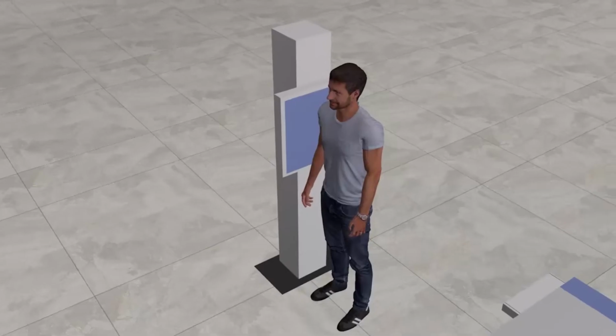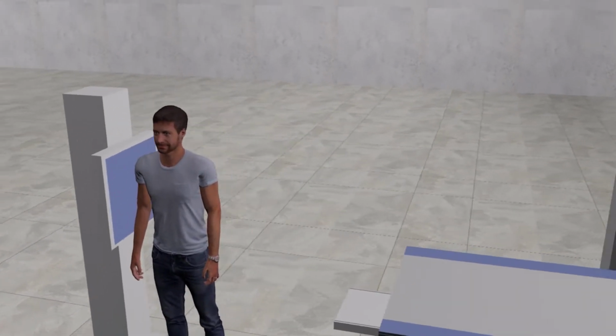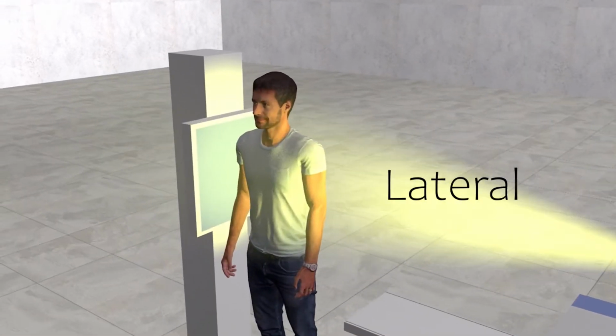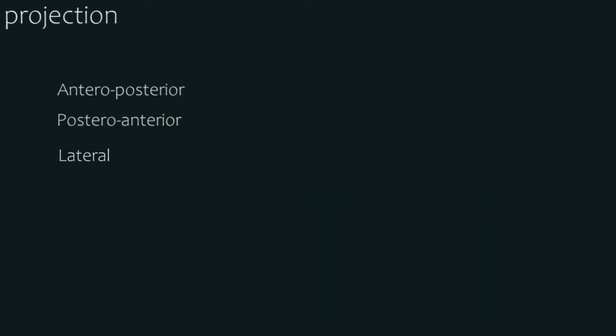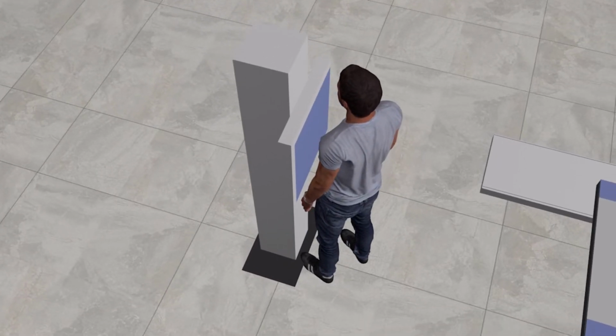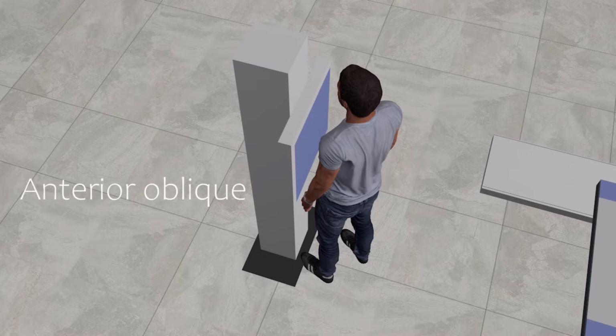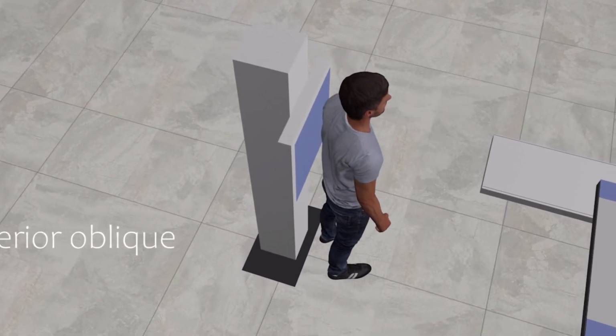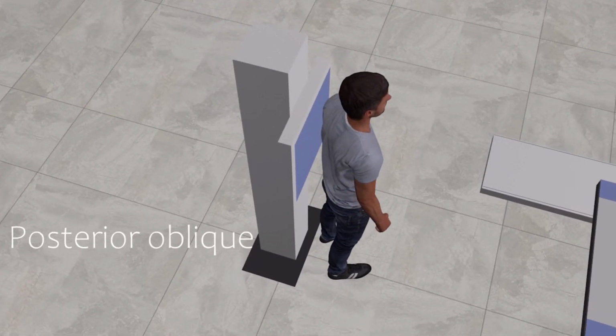Another example, if the patient is standing sideways, so the rays will enter from the side, we say that the projection is lateral. One last example, if the patient stands obliquely, here we look at which side is closest to the cassette. Is it the front side or the back side? Here in this position, the front side is closest to the cassette. So we say that the projection is anterior oblique. What if the back side is closest to the cassette? We say that the projection is posterior oblique.